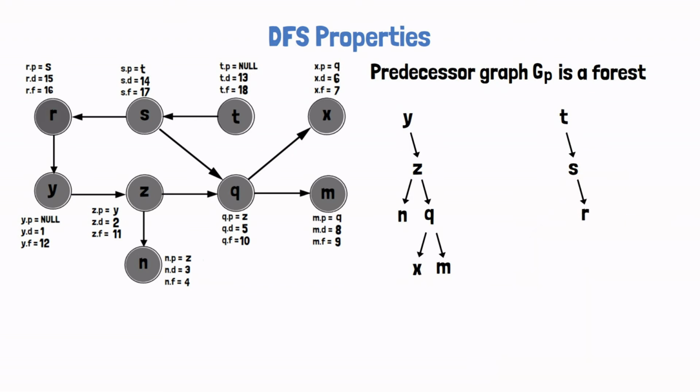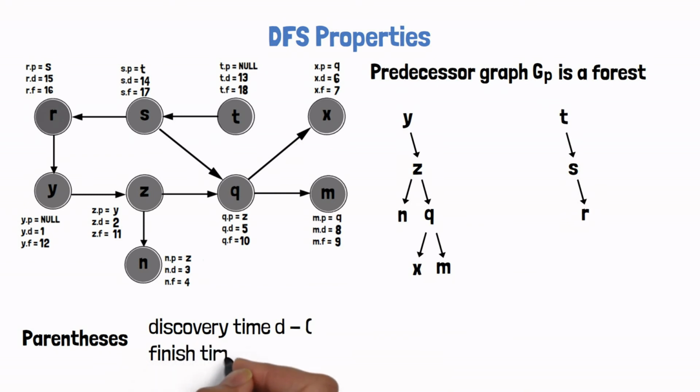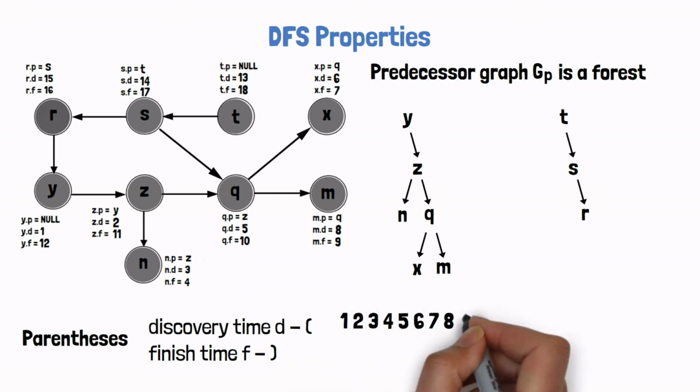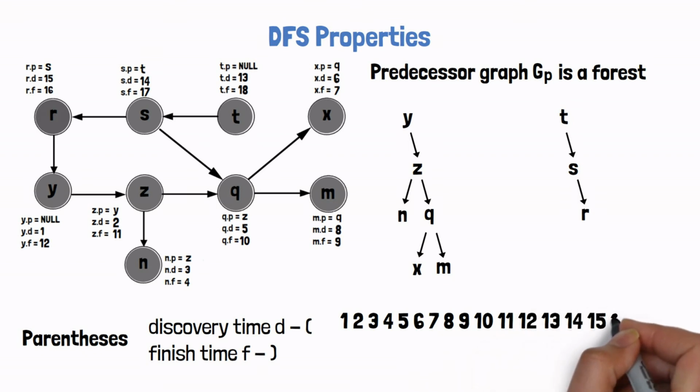Now let's talk about the parenthesis property of DFS. This property means that if we treat the discovery times as open parentheses and the finish times as closing parentheses, then we get a legal parenthesis structure. For example here, we write all timestamps, and below we write open or closing parentheses based on whether this timestamp was used for discovering a vertex or for finish handling a vertex.